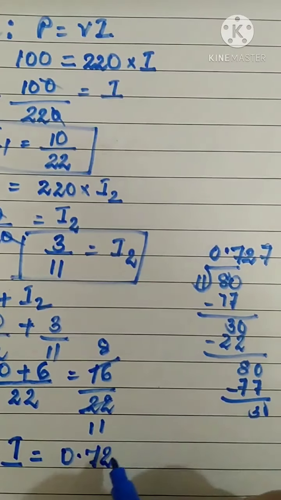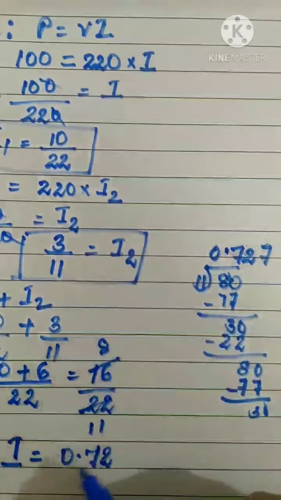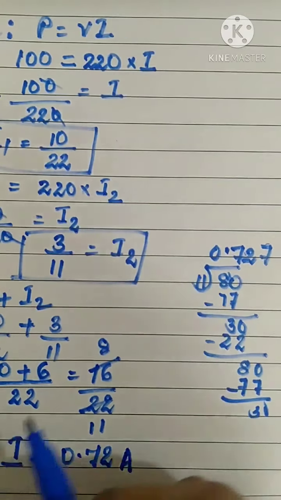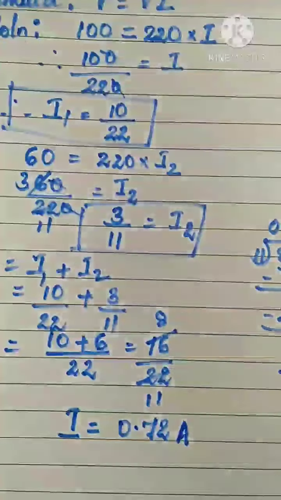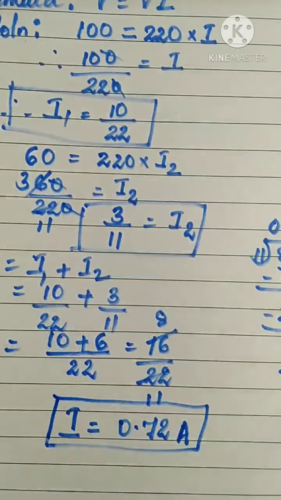0.7272 recurring number. I'll just stop at 72, or you can write it as 73. Anyway, no need to round off. Write it as you get it, amperes. So we got I is equal to 0.72 amperes.